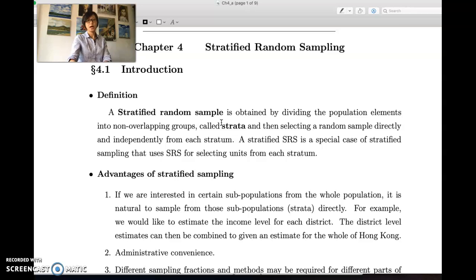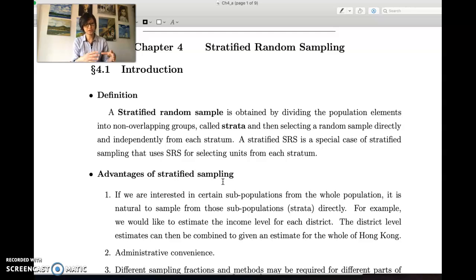All right, so a stratified random sample is obtained by dividing the population's elements into non-overlapping groups. They are called strata. And then we select a random sample directly and independently from each stratum. So what that means, for example, we want to estimate the average income for Hong Kong people. Then we can easily divide Hong Kong into 19 districts. So we call them 19 strata.